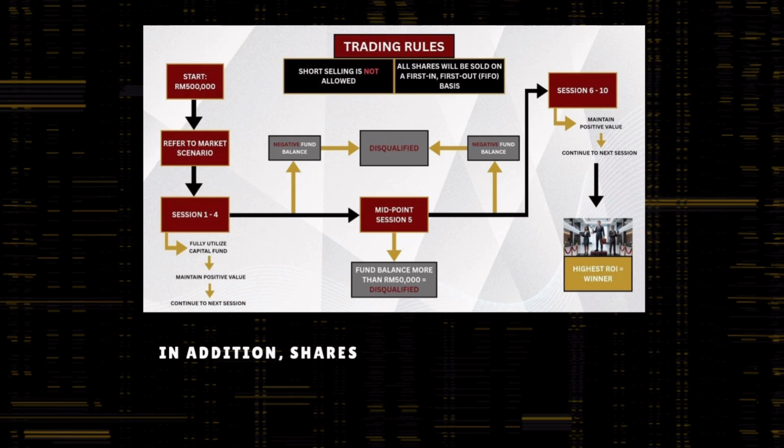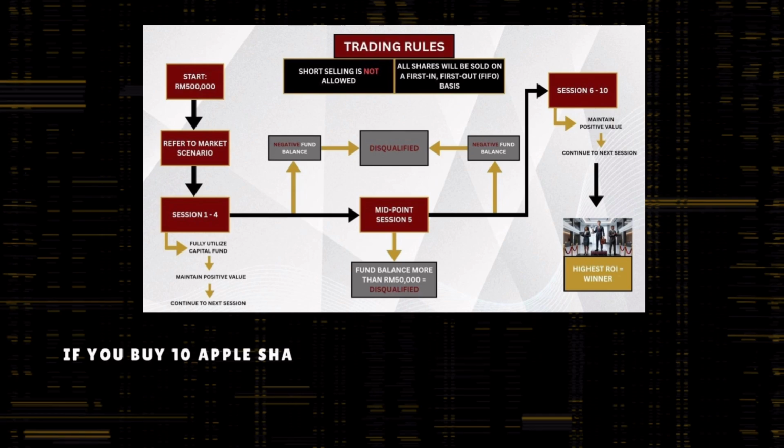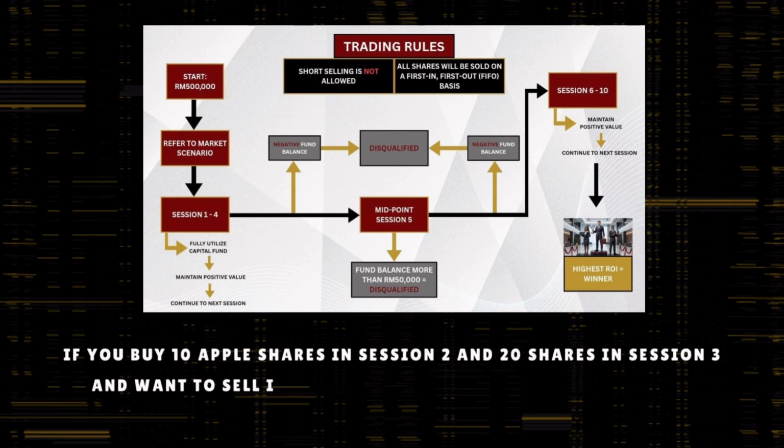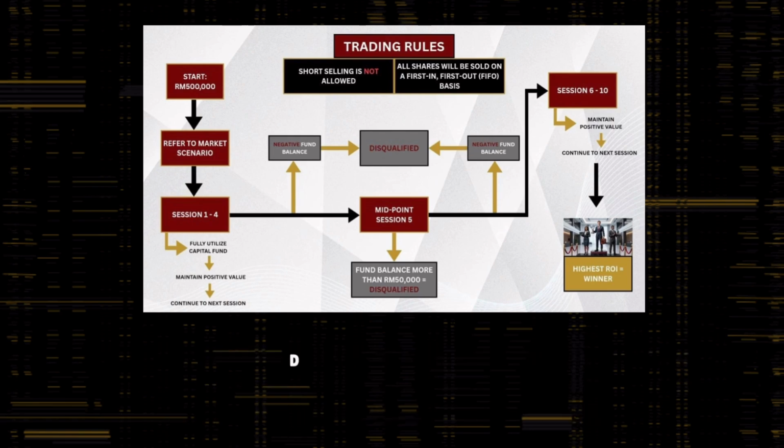In addition, shares are to be sold in the first in, first out, FIFO basis. If you buy 10 Apple shares in Session 2 and 20 shares in Session 3 and want to sell in Session 4, the number of shares bought in Session 2 must be sold first, that is 10 shares. Do note that selling half shares is not allowed.